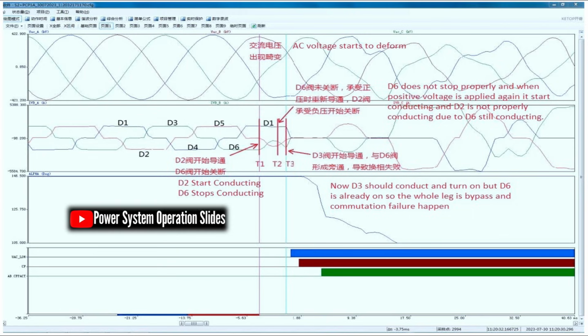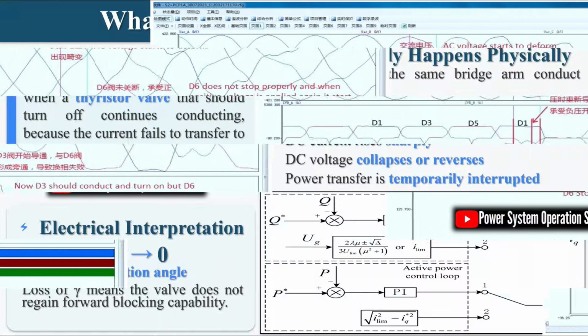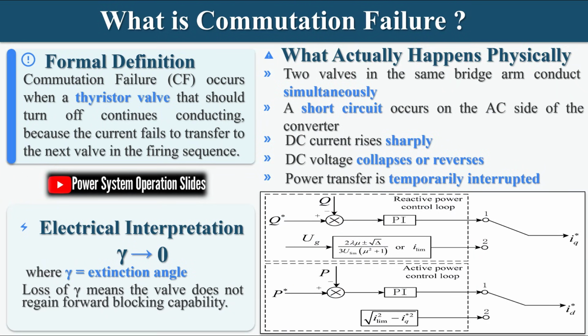Successful commutation depends on three critical factors: sufficient AC voltage magnitude, correct phase relationship, and adequate extinction angle, gamma, margin. Commutation failure occurs when the extinction angle approaches zero, gamma zero, meaning the valve does not regain forward blocking capability.